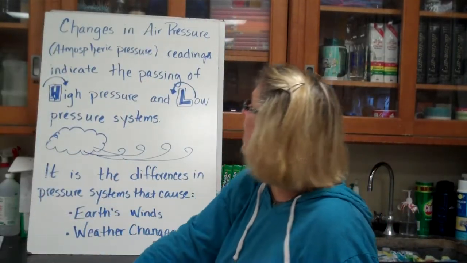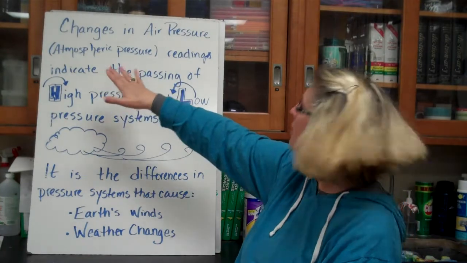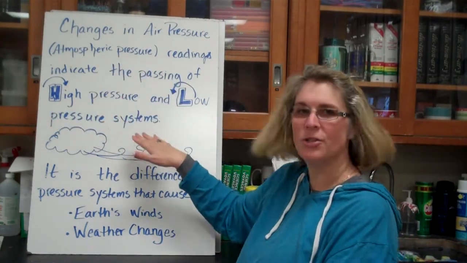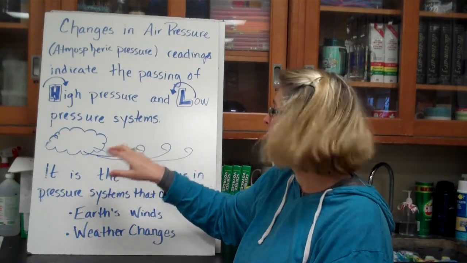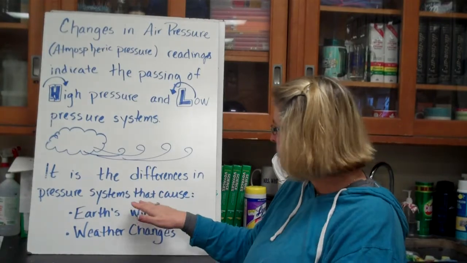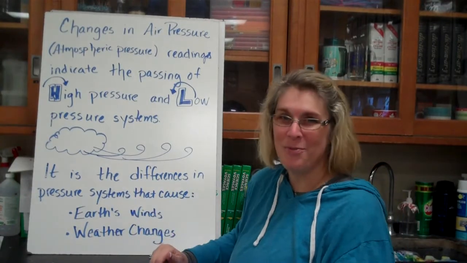The changes in air pressure or atmospheric pressure readings indicate the passing of high pressure and low pressure systems, and they are exactly what cause global winds. It's the difference between the pressure systems that causes the Earth's winds and weather changes.